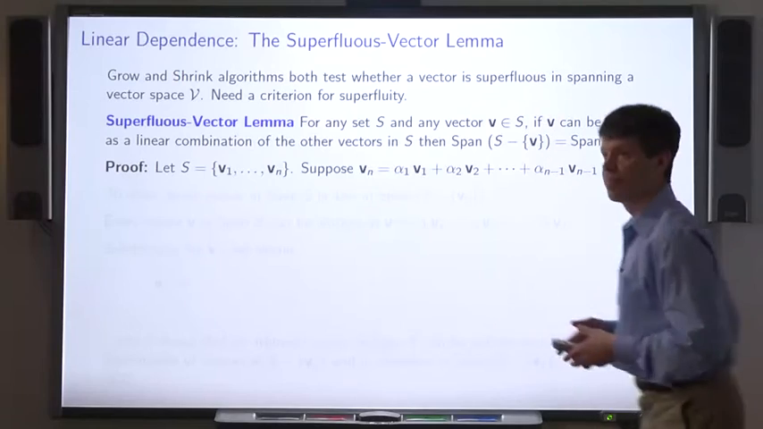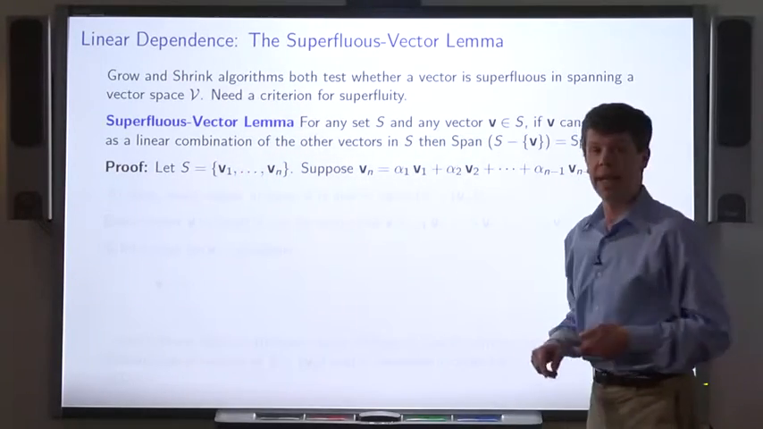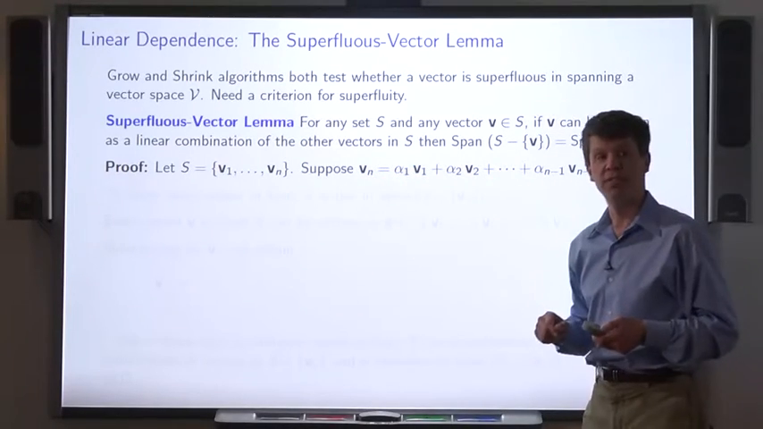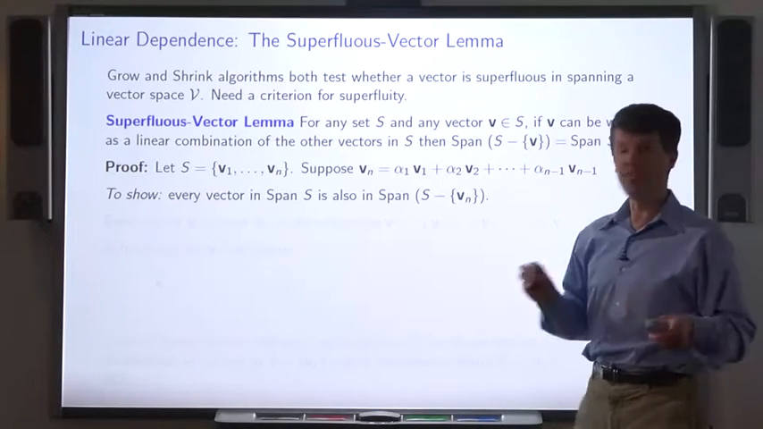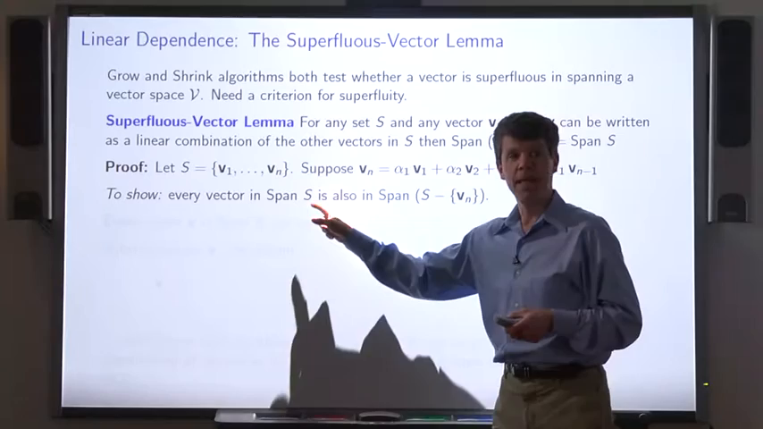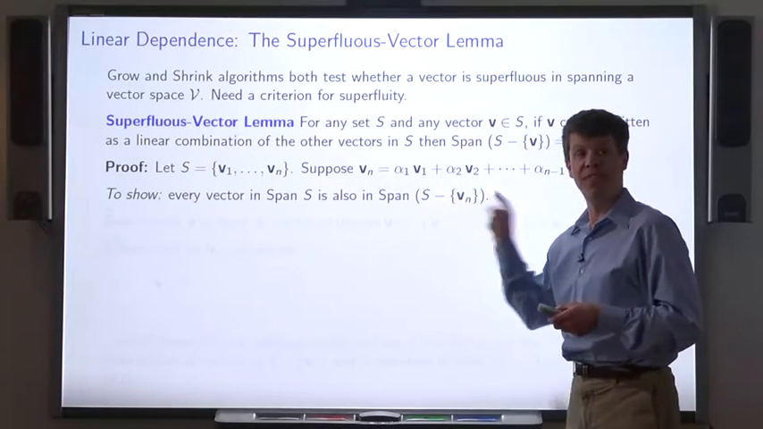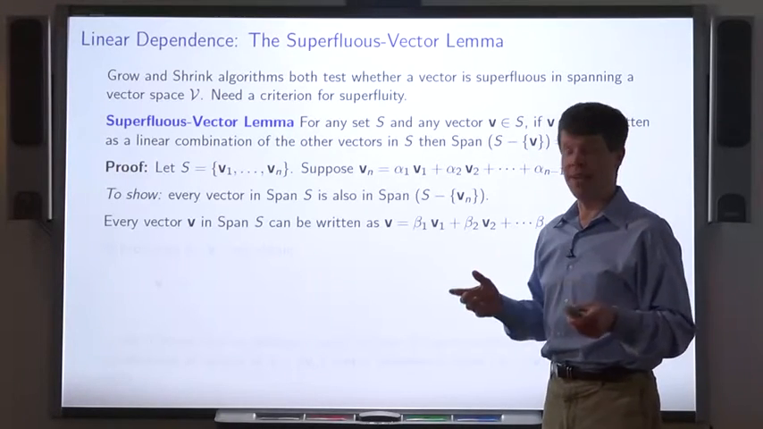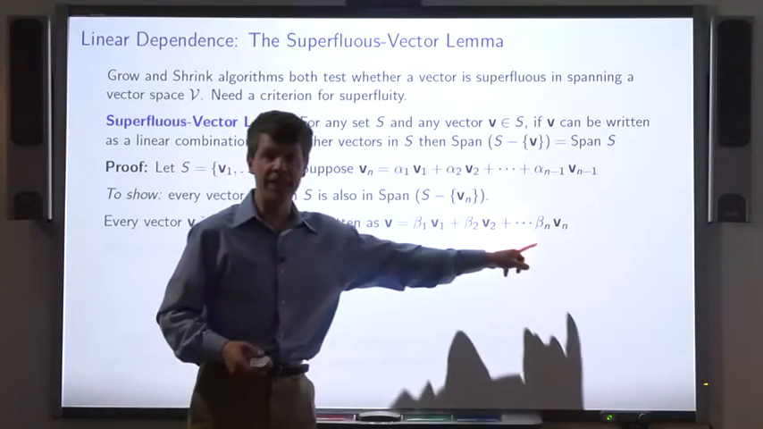And here's the proof. Let S be the set of vectors v1 through vn, and suppose vn can be written as a linear combination of the other vectors. We need to show that every vector in the span of S is also in span of the set obtained from S by removing vn. Well, every vector in span of S can be written as a linear combination of the vectors v1 through vn.